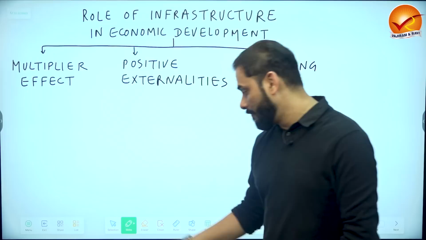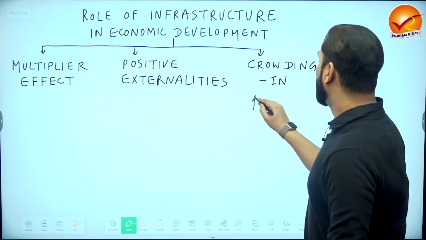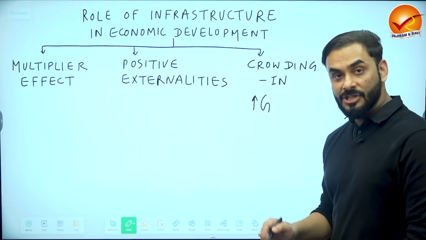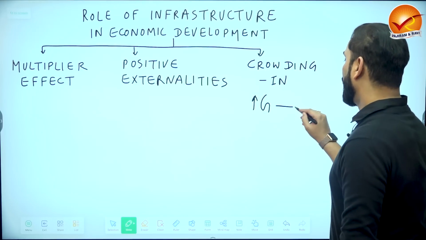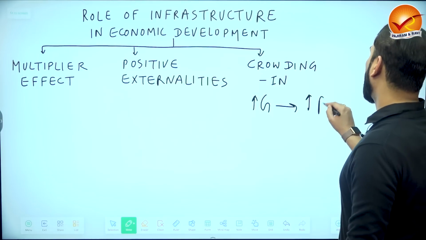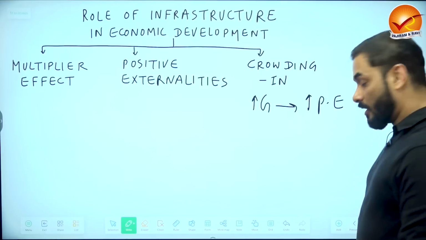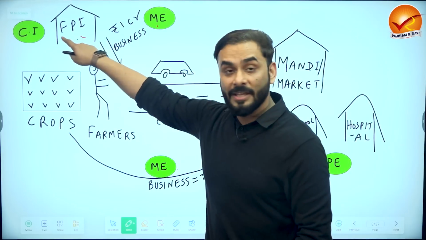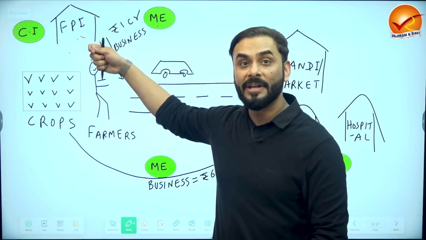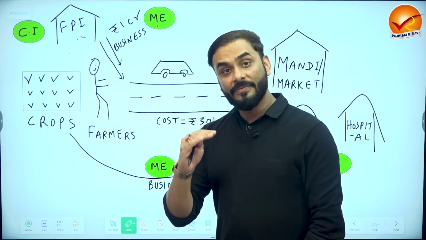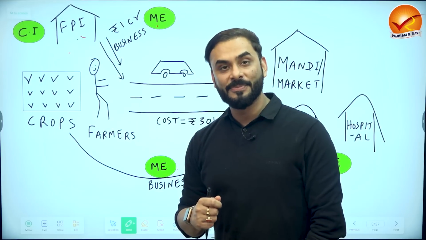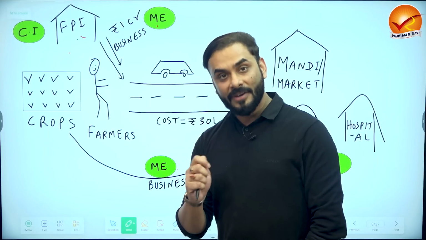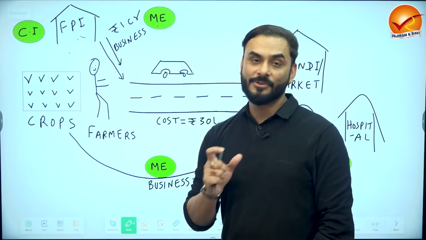What is the meaning of crowding in? Meaning of crowding in is when government expenditure increases, G means government expenditure. Remember 30 lakh rupees on the construction of road. It leads to increase in private expenditure. How did private expenditure increase? See, this food processing industry, they spent money to create this factory. So if government spends 30 lakh rupees on road, private sector also spends money in the construction of factories, running of industries, etc. This is called crowding in effect.